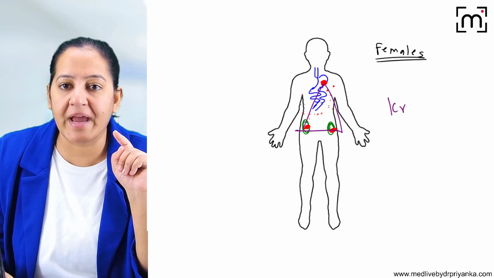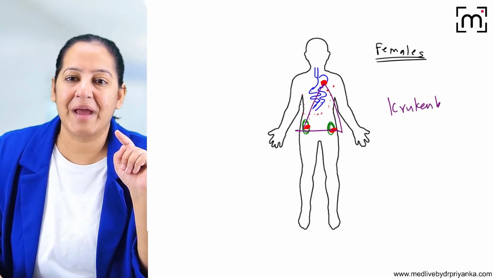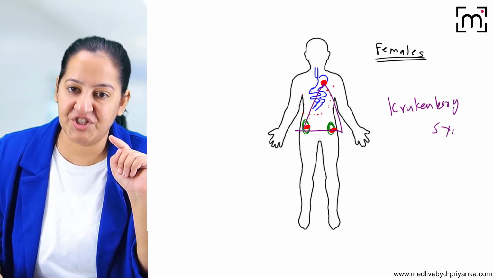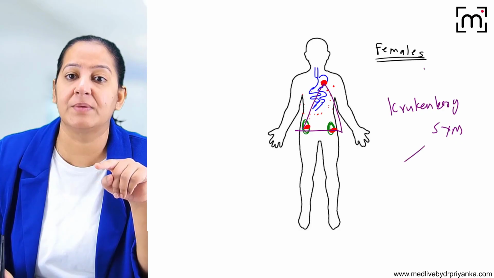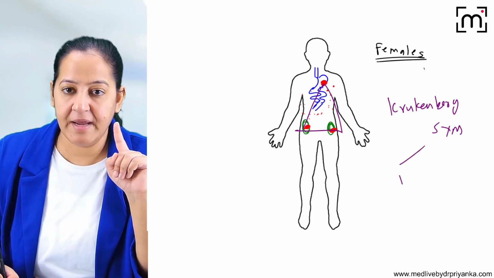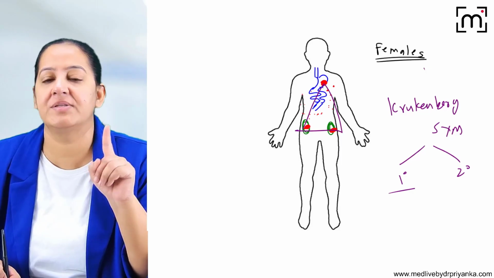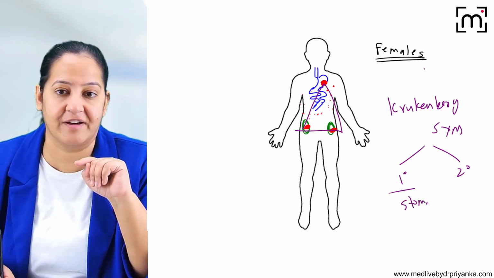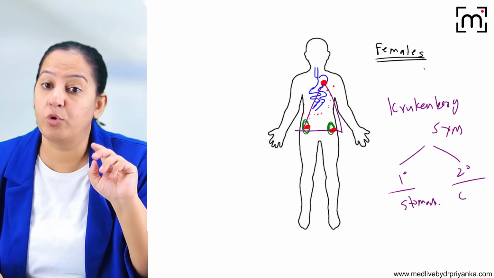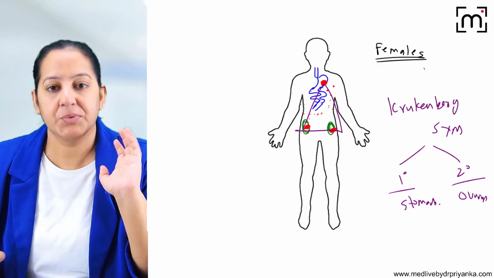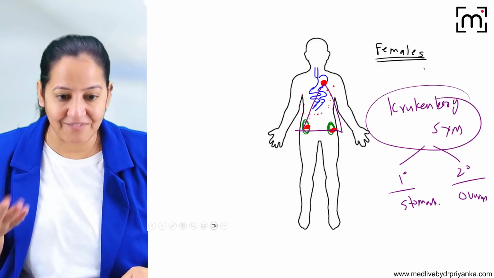This is known as Krukenberg syndrome. In Krukenberg syndrome, the female patient presents with 3 tumors: 1 primary and 2 secondaries. What is the primary? The patient is having a tumor in the stomach, the gastric carcinoma. And the 2 secondaries are in both the ovaries. So this is known as Krukenberg syndrome because it was discovered by Krukenberg.